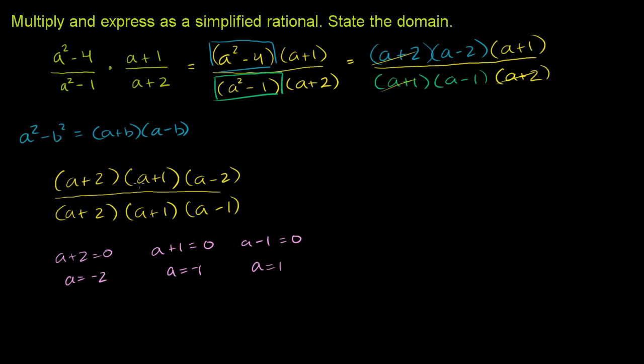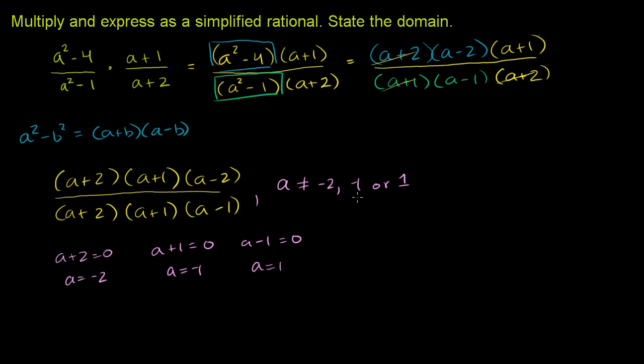So for this expression right here, you have to add the constraint that a cannot equal negative 2, negative 1, or 1. That a can be any real number except for these. We're essentially stating our domain. We're saying the domain is all possible a's except for these things right here. So we'd have to add that little caveat right there.